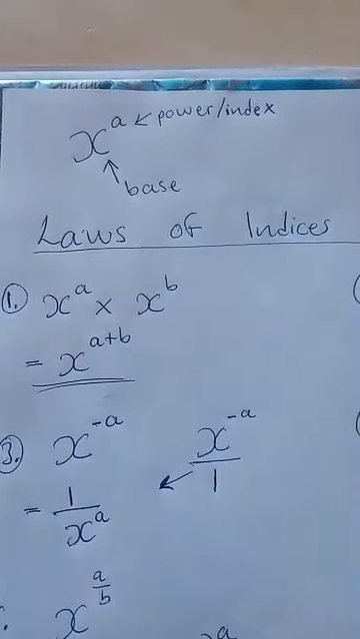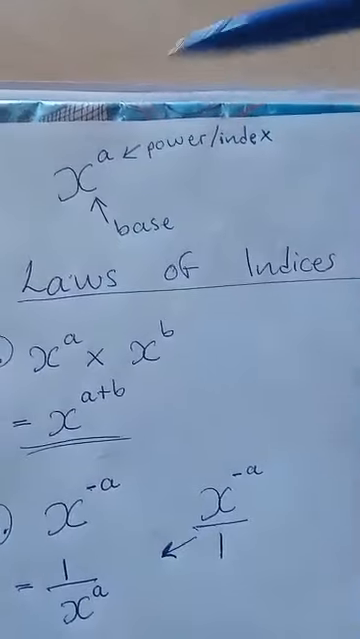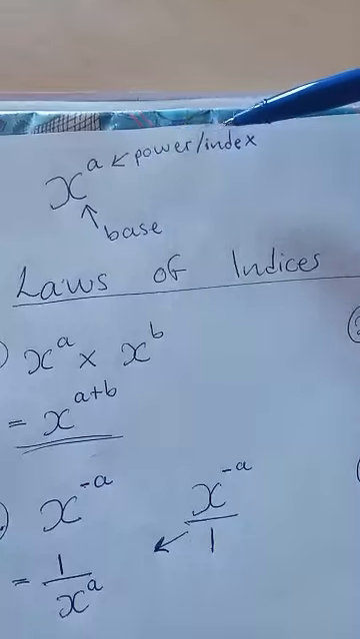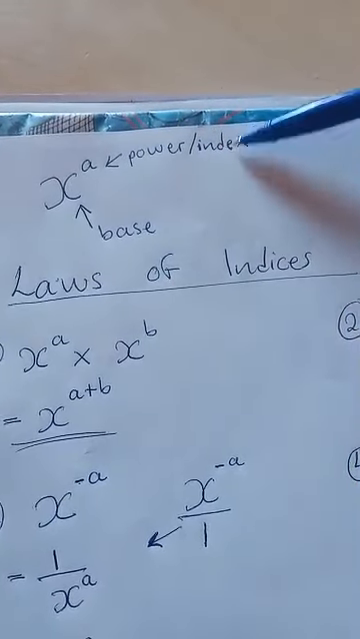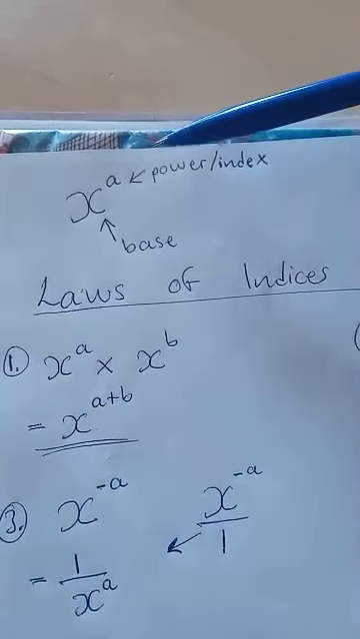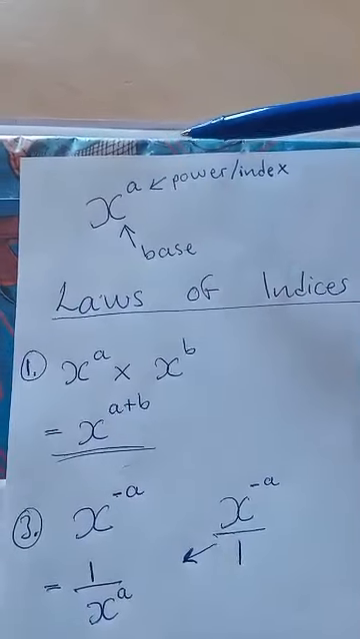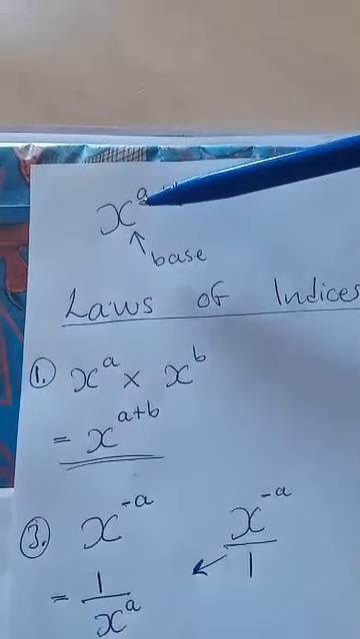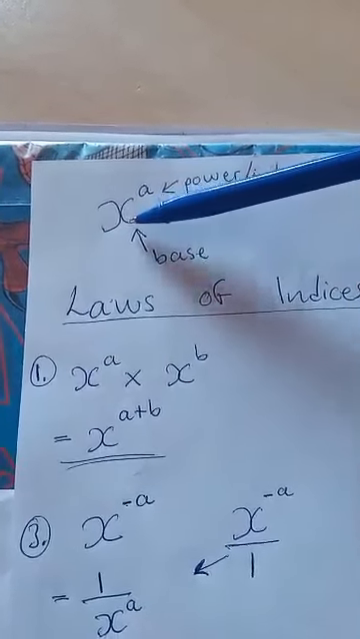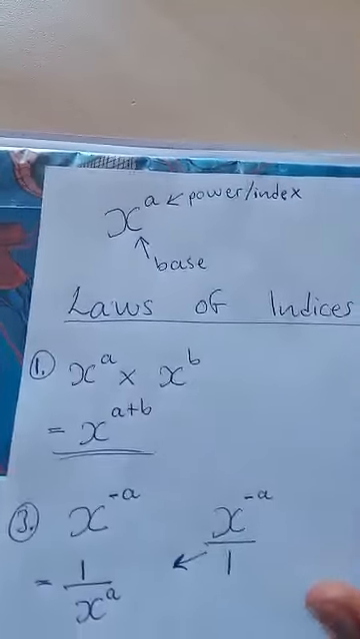When we say indices, we are referring to powers. Like this, A is a power. When it is one, we call it a power or an index, but when there are many, we call them indices. So this X is the base, and this A is the power. We can simply say X to the power A, X raised to the power A. That's how we read these indices.